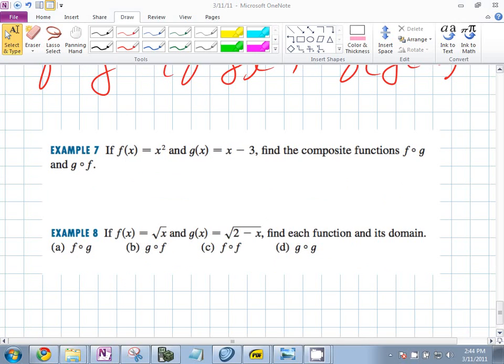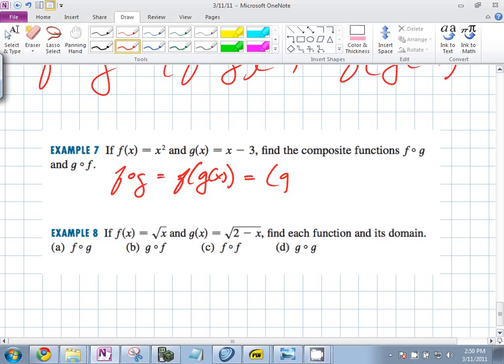Any of them. Yes. Oh, what about this one? F circle g, what does that mean? F of g of x. What is f of x? So that's going to be g of x squared. So what's that?